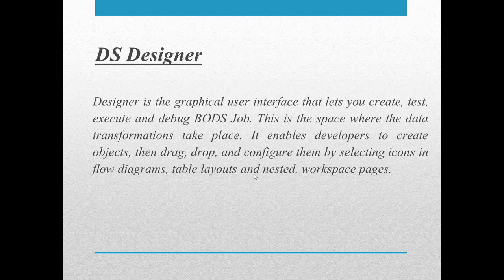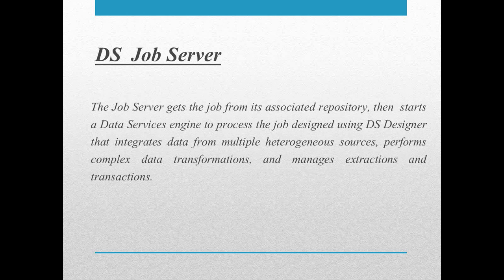Okay, so once you have done that A plus B equals C, right? Now suppose there are 100 rows, 100 records with A values and B values. So you want to process all those records. Now that processing is done by the job server. So the job server gets the job from its repository. It starts the data services engine. The engine is basically the component that actually processes the job.